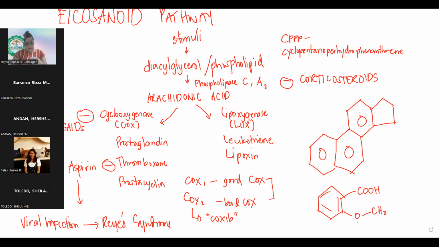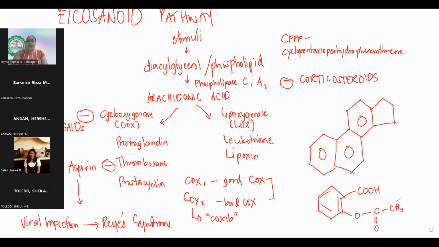Let me check. That was wrong. Wait, let's correct it. There are really two carbons. You have a carbon there, a double bond O, and CH3. Okay? This is the structure of our aspirin.